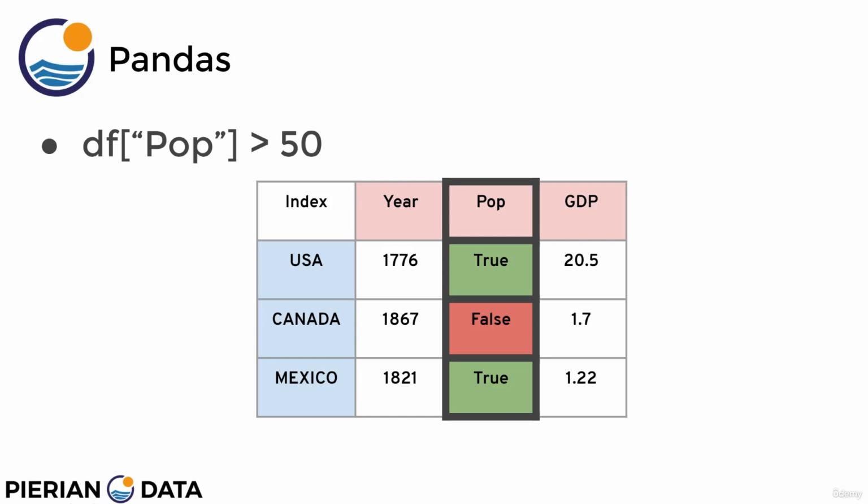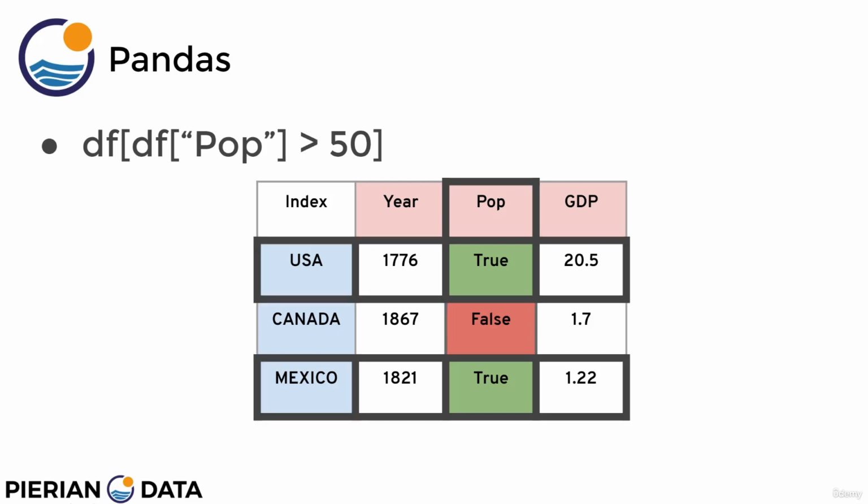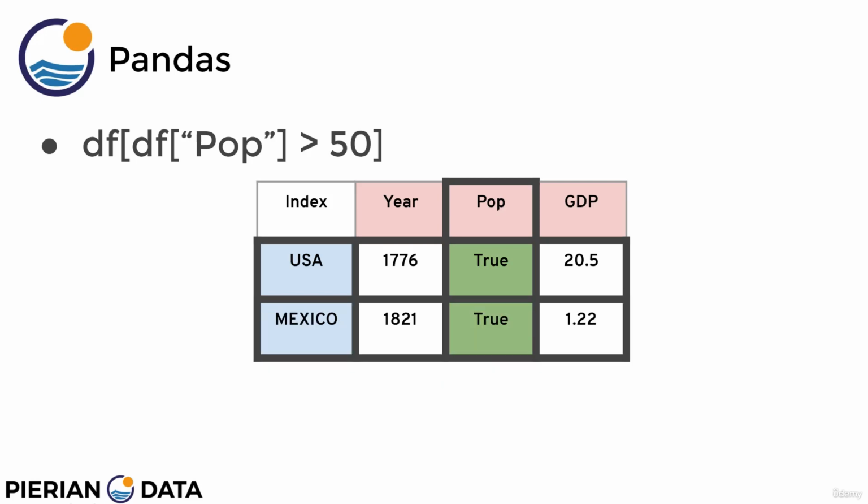But again, the key steps are to first grab the column you want to perform the comparison on, perform the comparison, which gives you this series of Boolean values, and then pass that series of Boolean values into your data frame, and it's only going to select the rows where it happens to be true. So that happens to be here USA and Mexico. So then we have USA and Mexico as our final result. So that's the coding syntax, and this is how we can perform conditional filtering with pandas.